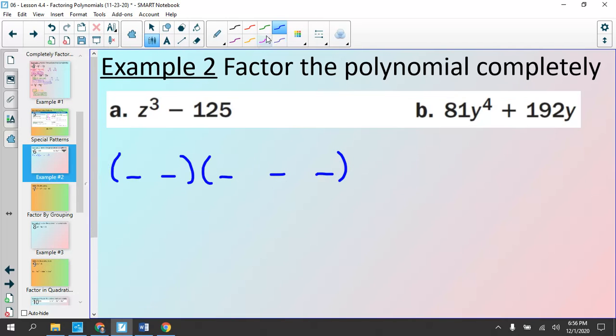Okay, so there's a little bit of just a format of how this is going to factor. And then I ask myself, okay, what's the cube root of this? Z times Z times Z. So Z, that goes here. What's the cube root of this? 5 times 5 times 5. The cube root of 125 is 5. Fill this one in.